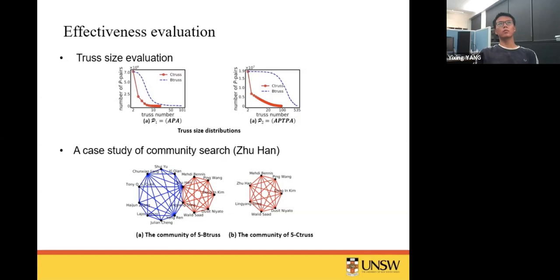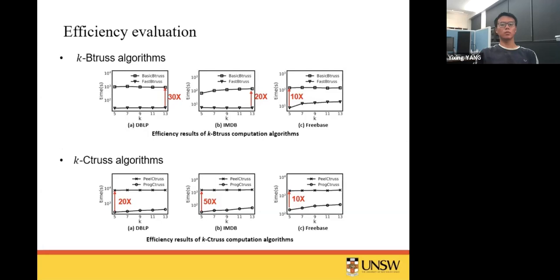Next, let's see the efficiency evaluation. For k-Btruss, we can observe that FastBtruss runs consistently faster than BasicBtruss, because FastBtruss skips computation for many p-pairs. For k-Ctruss, we can observe that proc-Ctruss runs consistently faster than PeelCtruss, because proc-Ctruss doesn't enumerate all the c-triangles.